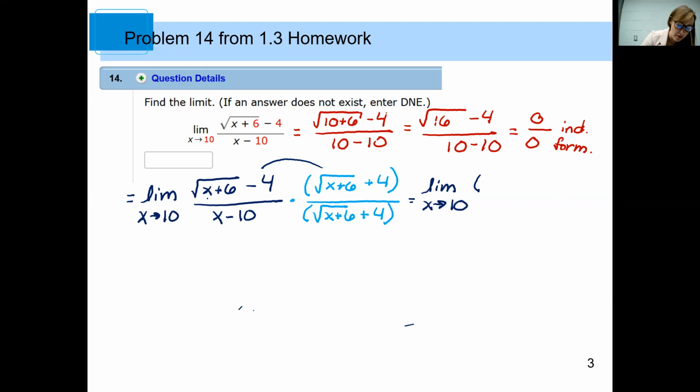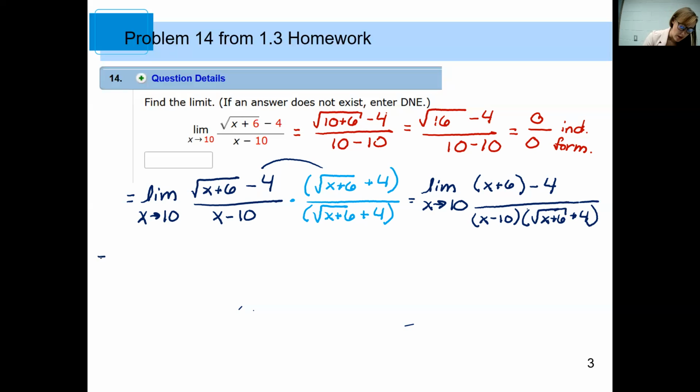Okay, so then here, we have the square root of x plus 6 times the square root of x plus 6, which gives x plus 6, and then minus 16. And notice, because we chose specifically the complex conjugate of the numerator, those two middle terms are going to cancel, so we're not concerned with those. And then I have this x minus 10, left factored in the denominator, times the square root of x plus 6 plus 4.